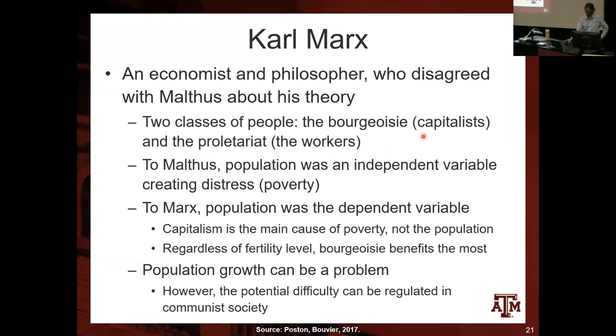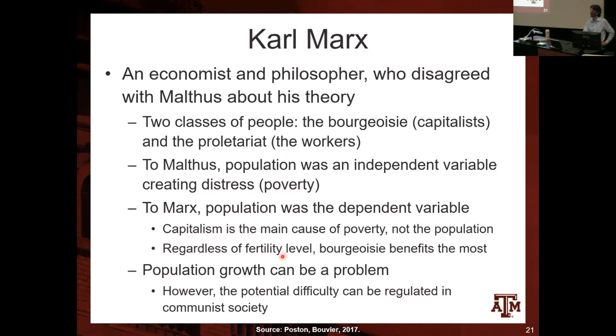So just remember, under the Malthus theory, population was the independent variable that causes poverty. So poverty is the dependent variable. Poverty is the consequence. In the Marx point of view, population was the dependent variable. Population is the consequence of how our society is organized economically. The way that we are organized economically, capitalism, is the main cause of poverty and inequality, not population growth.